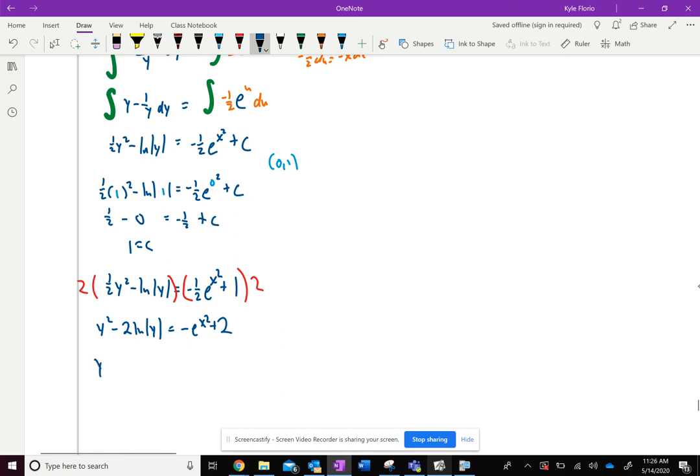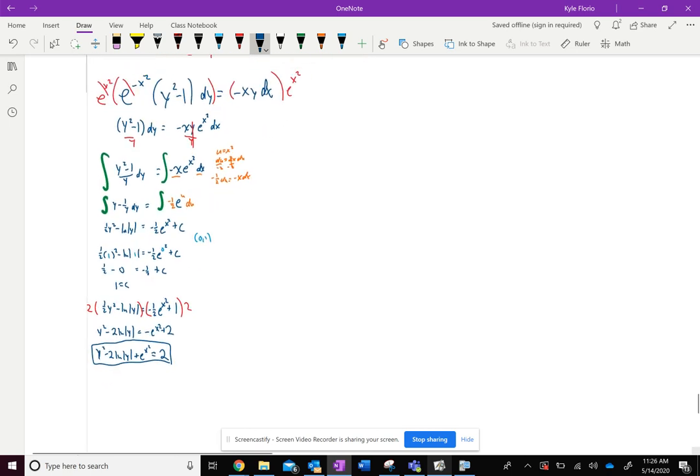And the book just added e to the x squared to both sides. So if I add that to both sides, I get positive e to the x squared on the left side. On the right side, it goes away. And I just get 2. So this is a nice solution here. And then that's it. That's the answer.